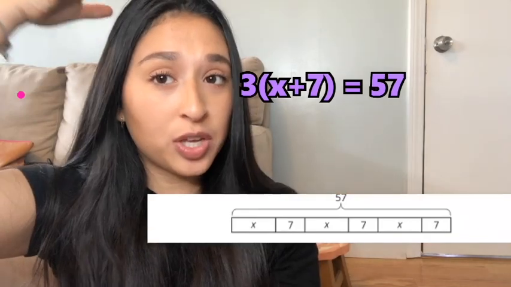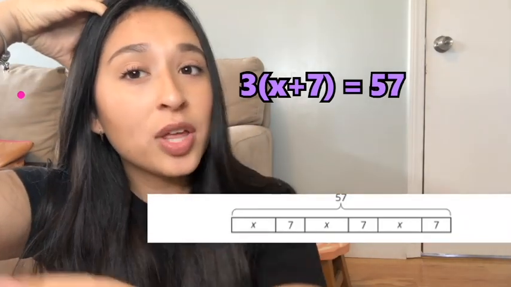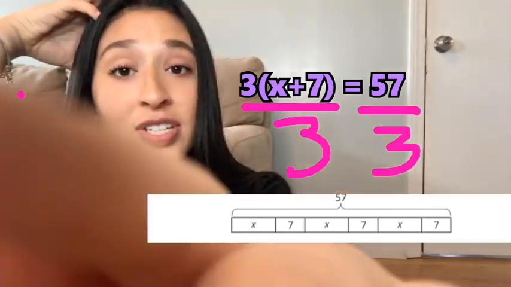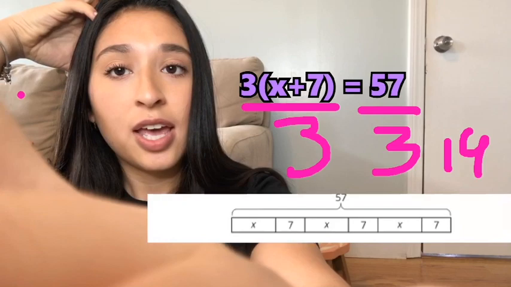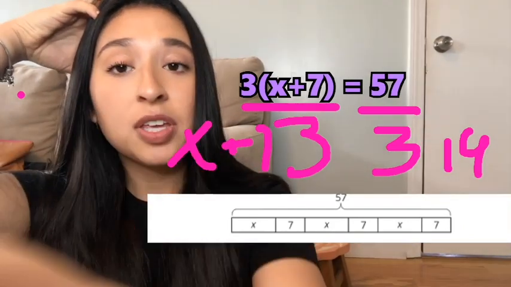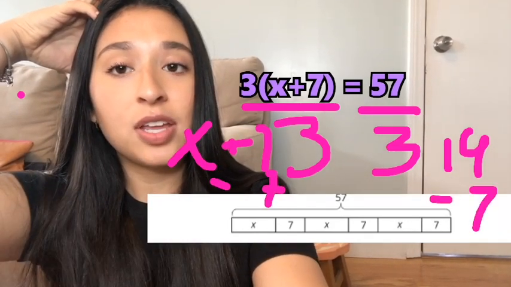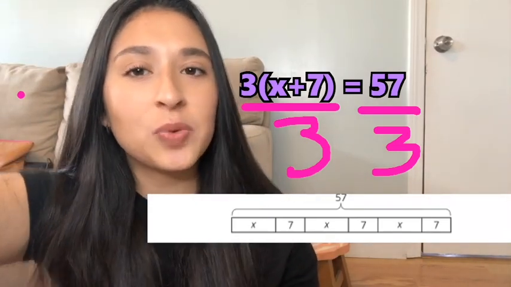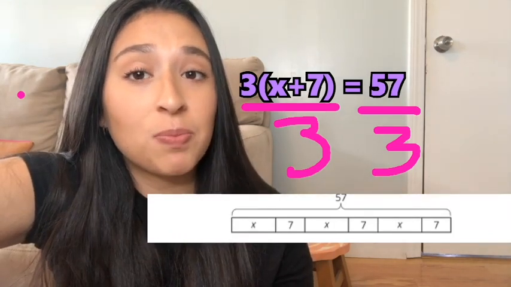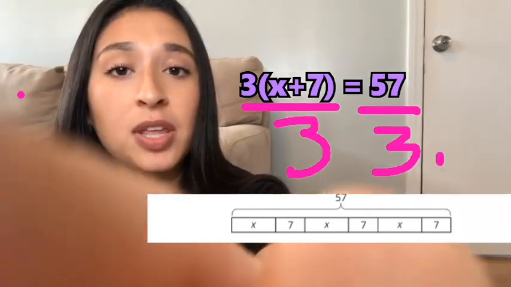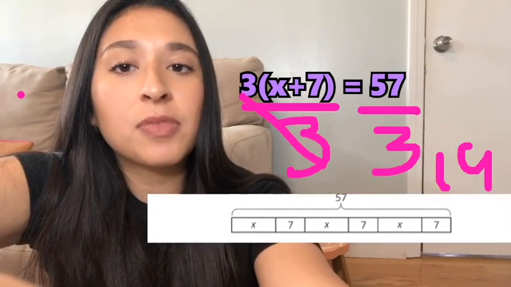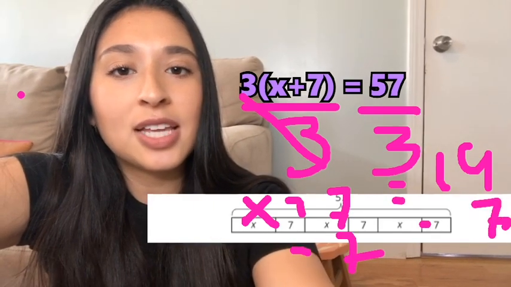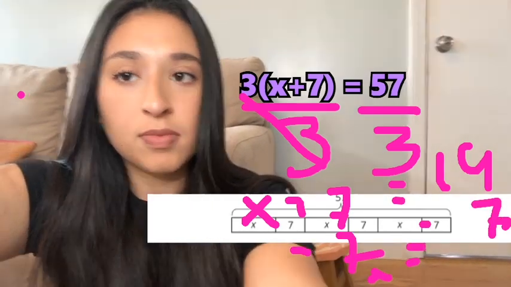So there are 2 ways that we can go about doing this. We can start with dividing both sides of the equation by 3. Now 57 divided by 3 is equal to 19, and I'm left with x plus 7. From here, I want to subtract 7 from both sides, and x is equal to 12.